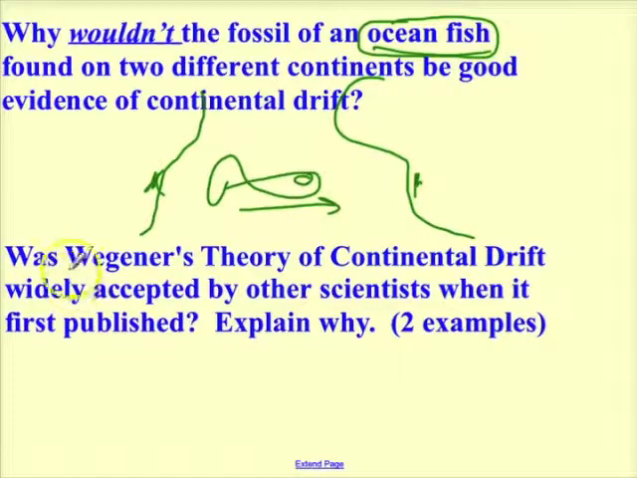Now, was Wegener's theory of continental drift widely accepted by other scientists? This is the other question. And we went over this in great detail. We talked about it quite a bit when we did Puzzling Pangaea, and we actually reviewed some of these notes. But he was not widely accepted for several reasons, the big one being that he could not explain the driving mechanism. Yes, this idea that continental drift was good, but yet he couldn't explain how the continents are moving.